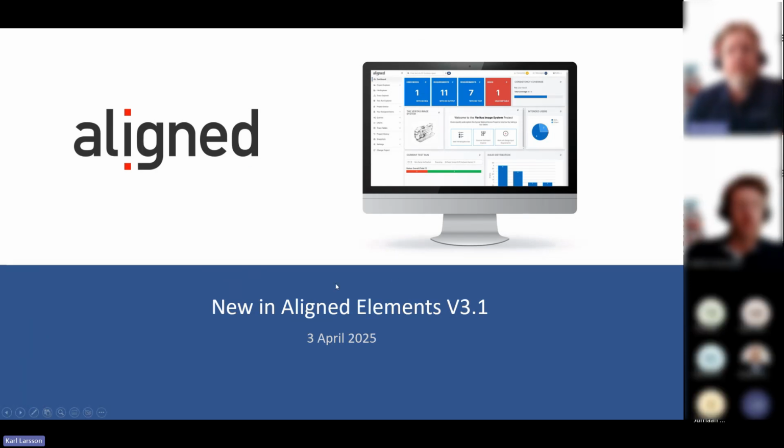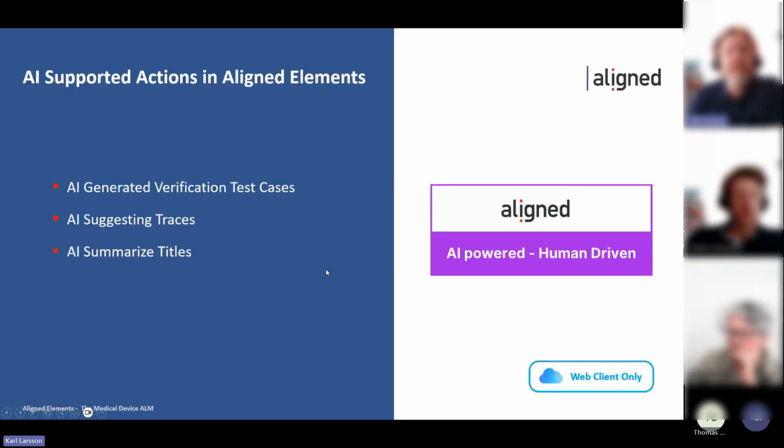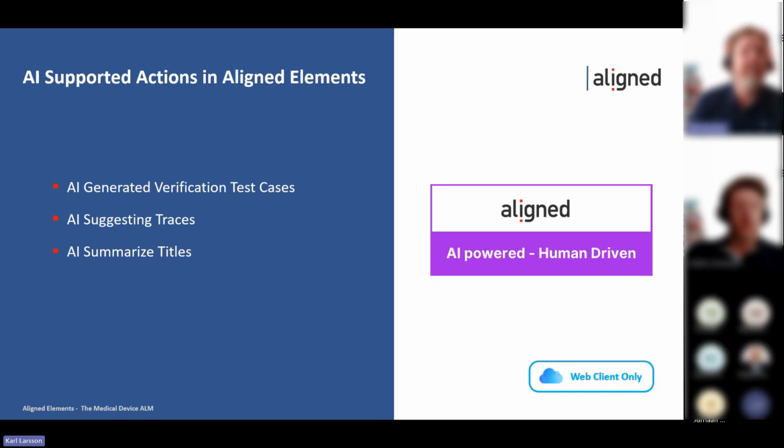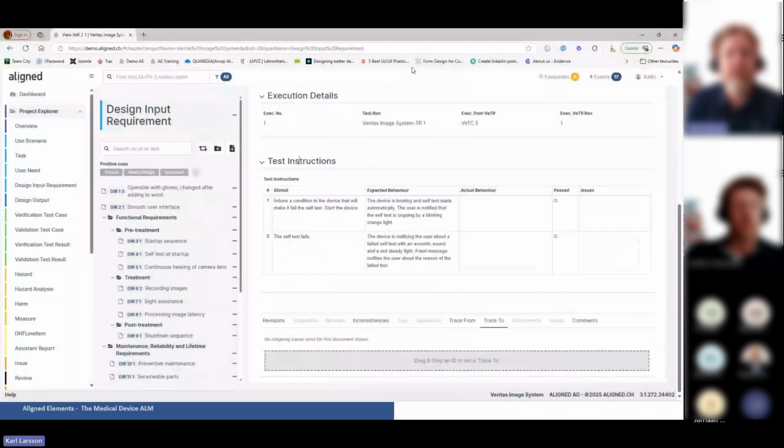All right, so version 3.1 of Aligned Elements, it's a big release. We have packed it with good features, and what I am most excited to tell you about are the new AI-supported actions in Aligned Elements. So we have worked here to add some AI-powered functions. These include generating verification test cases, suggestions for setting traces, and also, in an intelligent way, summarizing titles. And I'm going to go through them here today to show you what they could look like.